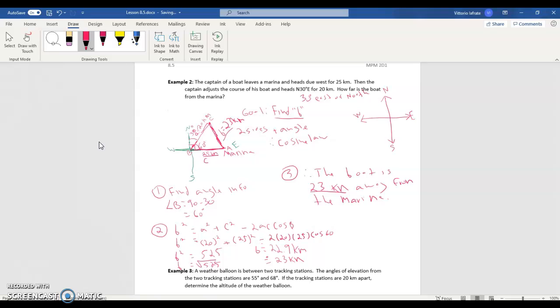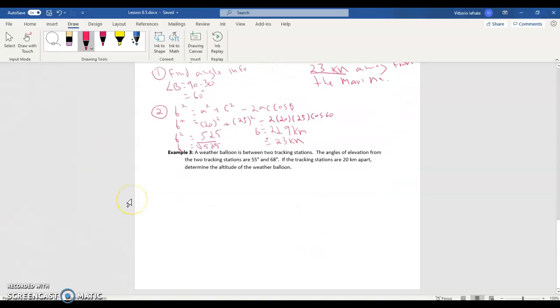So it wasn't too difficult. This is basically a typical cosine law question. You just had to make sure you drew everything properly. So now we're going to try example number 3. And what you'll notice is the more practice you get with this, the easier it'll become. You just have to make sure that you actually practice and you do a variety of problems, and you'll just get the hang of it.